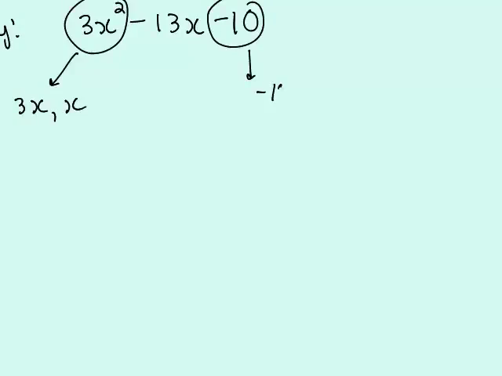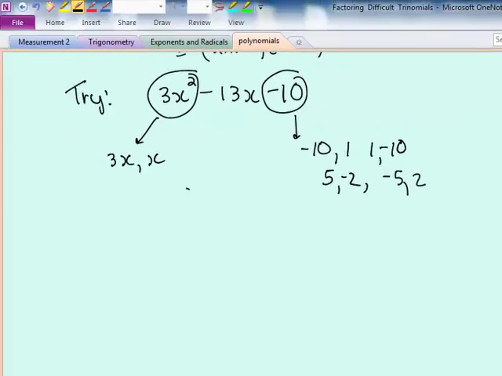Did you ask yourself factors? This one might be a bit trickier because we could have 1 or negative 10, or 5 and negative 2, or negative 5 and 2. Well, let's do a cross. And let's put a 3x and an x.